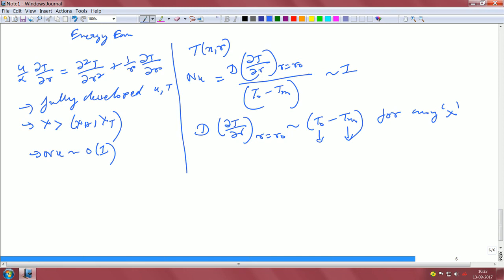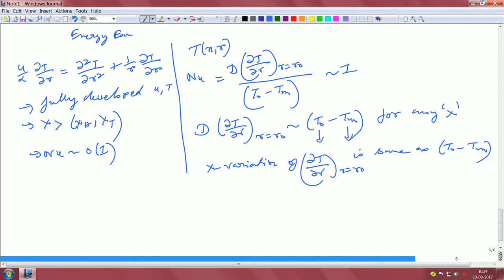So, therefore, we can argue that the x variation of dT by dr at r equal to r naught is the same as that of T naught minus T mean, is that not so? Because otherwise for any x it won't be acceptable. So, for any x this relationship is valid, that means the variations on both sides must be the same function of x, so that they kind of cancel each other out.